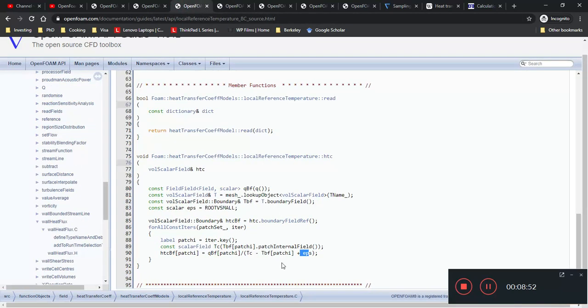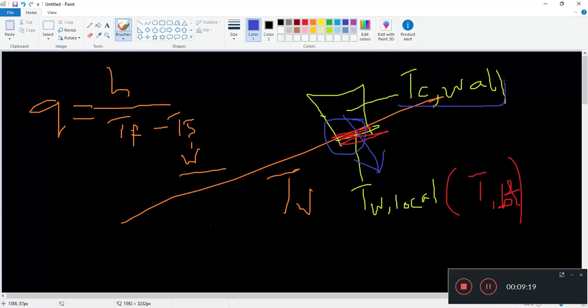Now if you take a look at the local reference temperature, we will be given a TC and a TBF patch I. TBF patch I I've already explained before, and QBF patch I was already explained before. These are the temperature and the heat flux at the boundary fields. The TC here will be the internal field of whatever cell you have. So this is the local temperature. Okay, this is the TC you're talking about. So this is the T wall, and that's the TBF you find in the code.